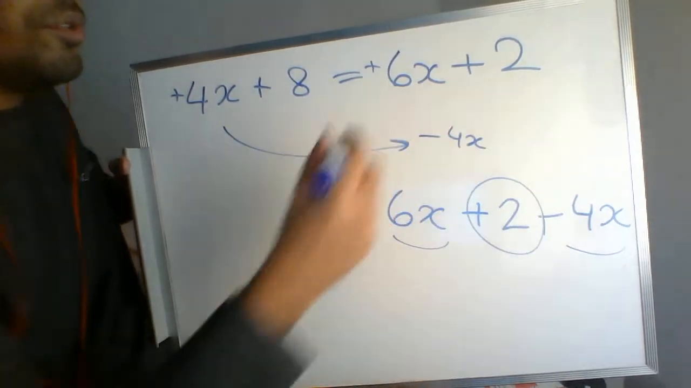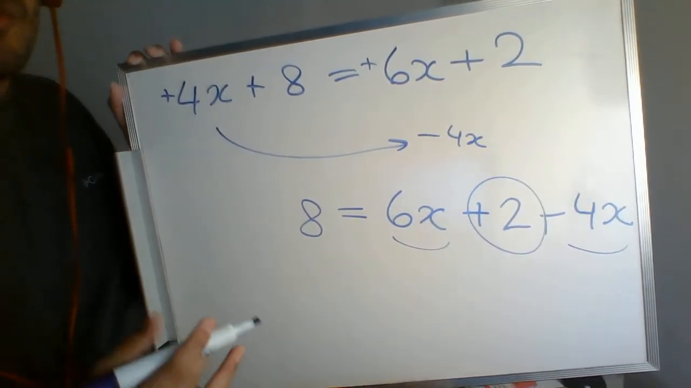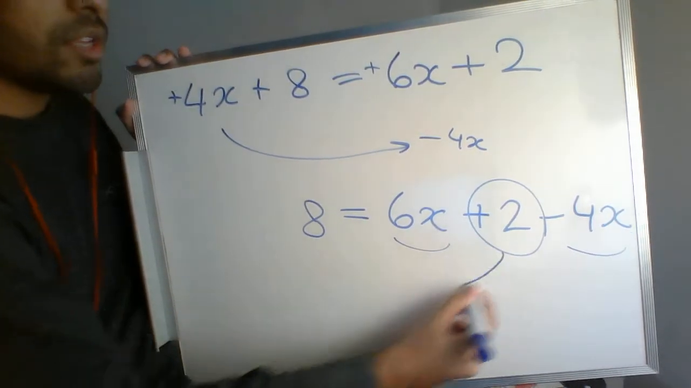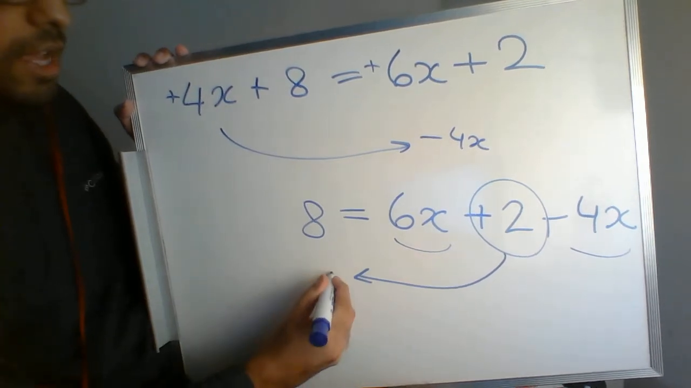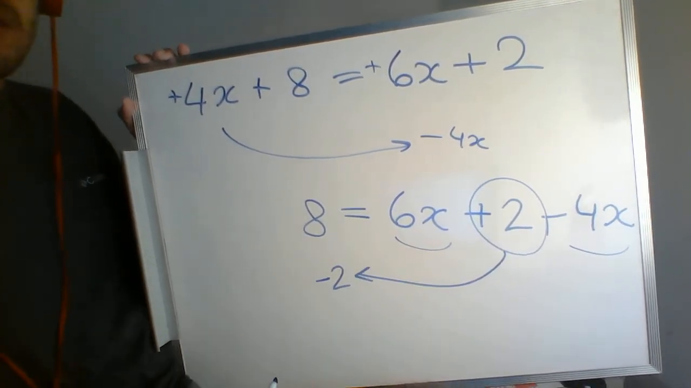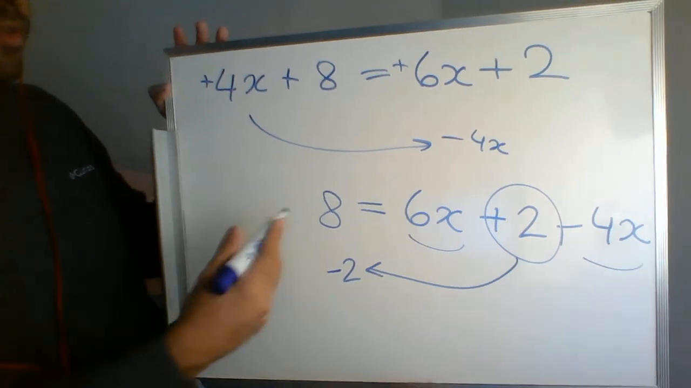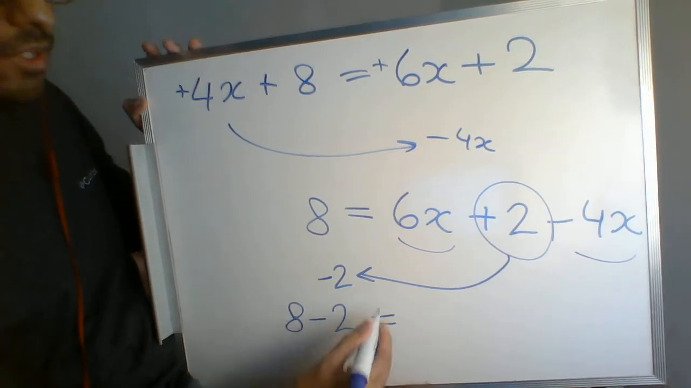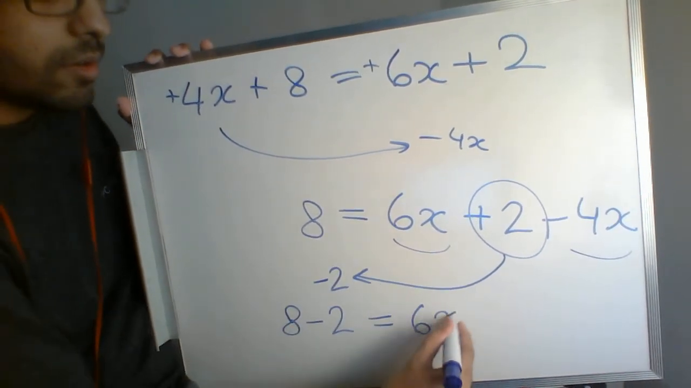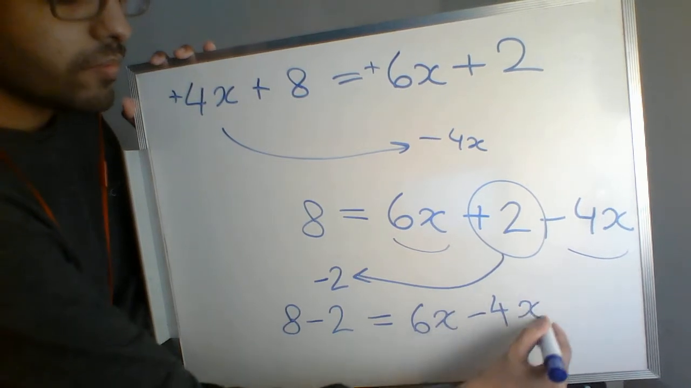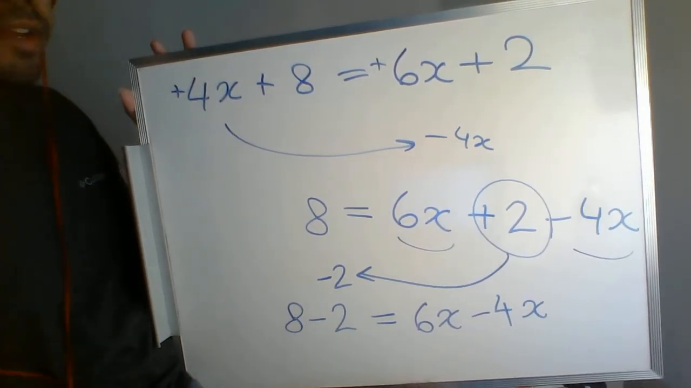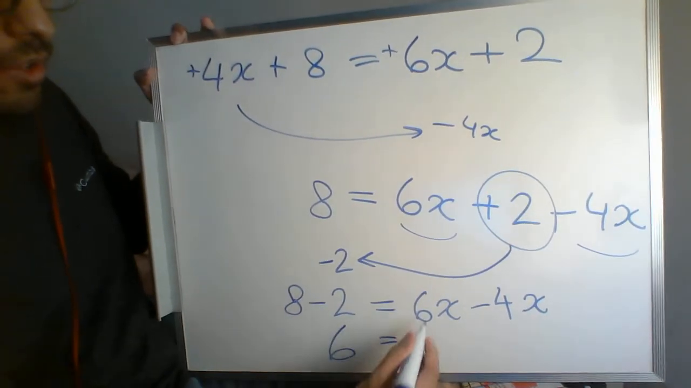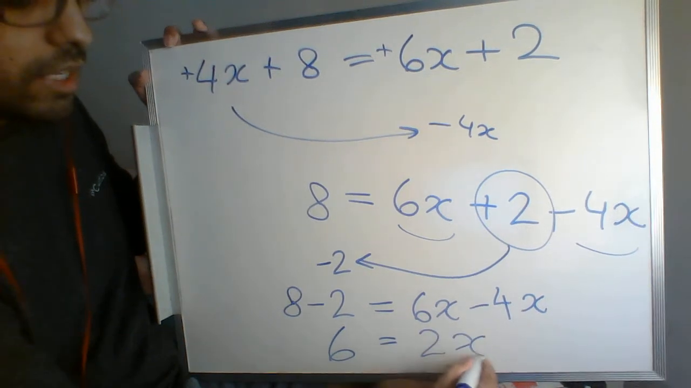But this pesky 2 is mixed in with that. We don't want the numbers to be on the same side as the terms with variables. So I'm going to take that plus 2, I'm going to chuck it over to this side, and so because it was being added on that side, it'll be subtracted when it comes over here. So I'm going to end up with 8 minus 2 on the left side is equal to 6x minus 4x on the right side. And if I go ahead and I do that subtraction, 8 minus 2 is going to give me 6. 6x minus 4x is going to give me 2x.